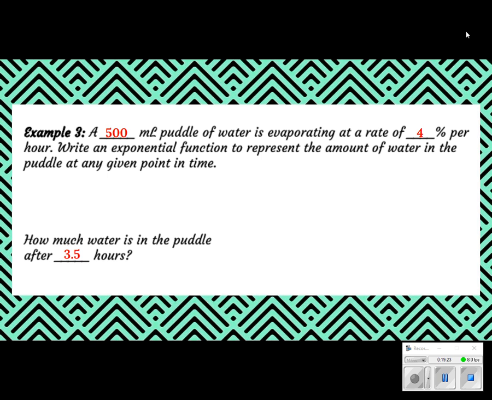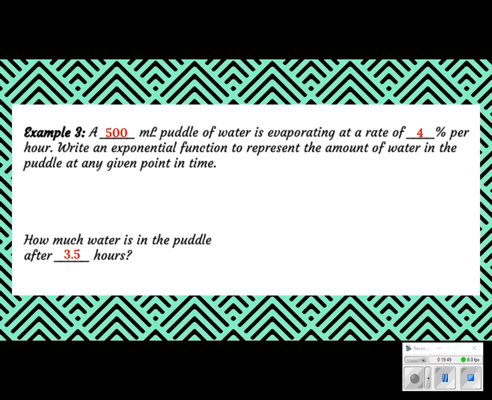All right, a 500 milliliter puddle of water is evaporating at a rate of 4% per hour. Write an exponential function to represent the amount of water in the puddle at any given point in time. How much water is in the puddle after 3.5 hours? So, can you tell, is this an exponential growth or an exponential decay problem? This is an exponential decay problem.